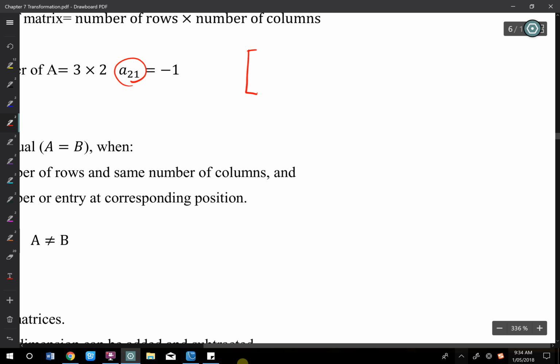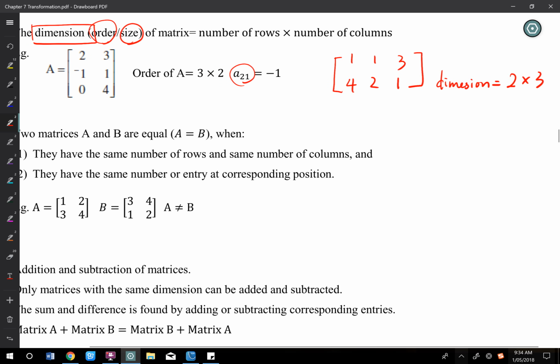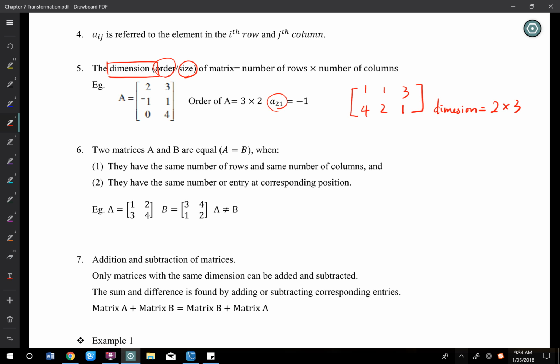Okay, if I read this one, what's the order of this matrix? Or say dimension? What is it? 2 times 3. Okay, 2 rows and 3 columns. So I have the dimension, or order, or size as 2 times 3. If you multiply it out to get 6, what does the 6 represent? How many entries do you have? Equals 6, there are 6 numbers in this matrix.